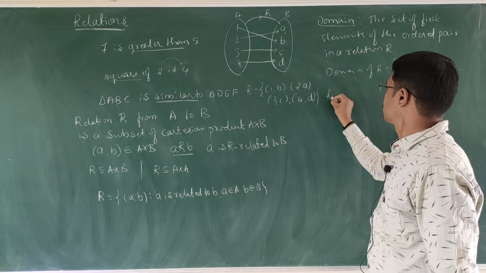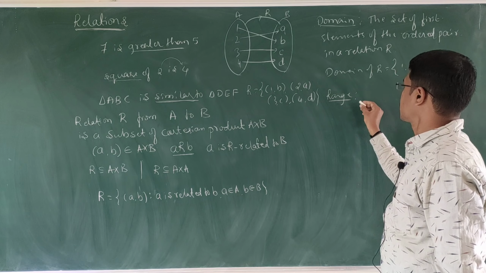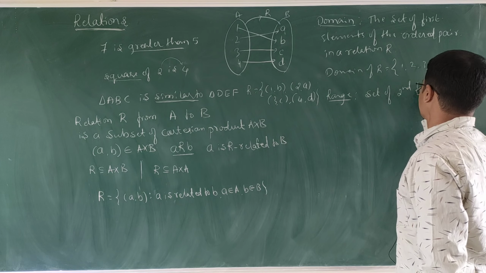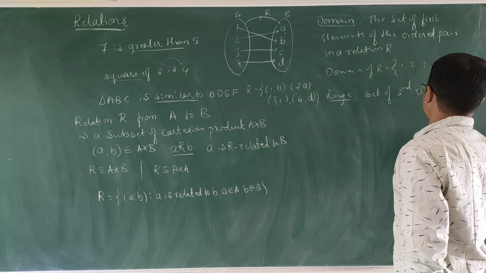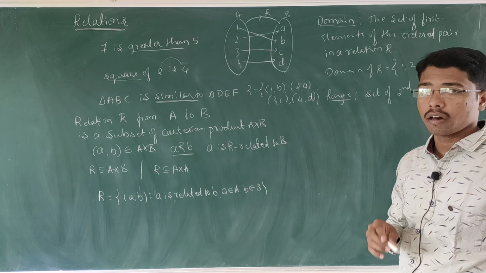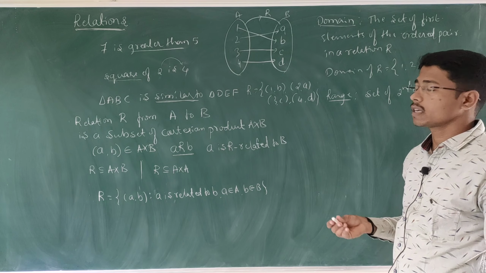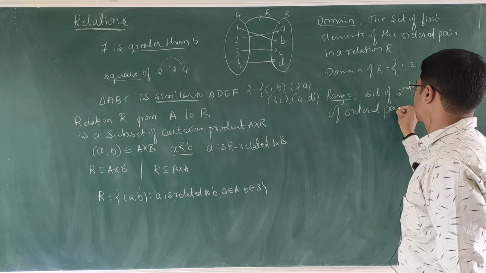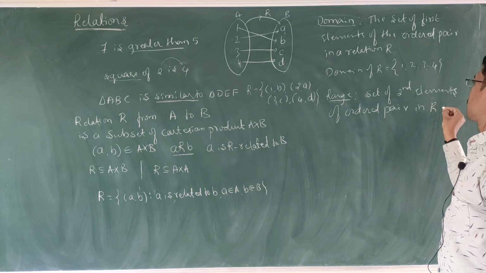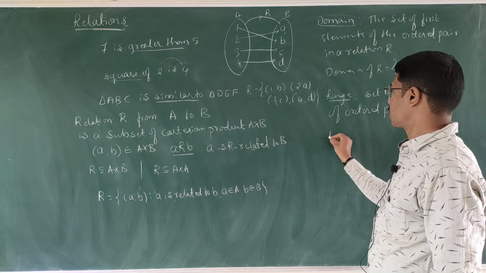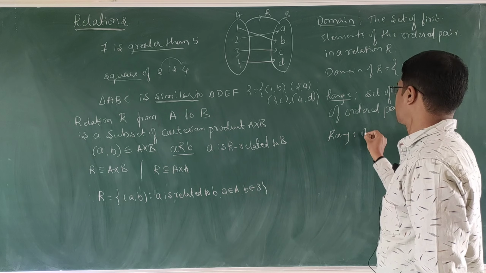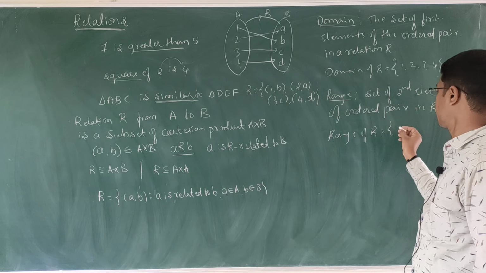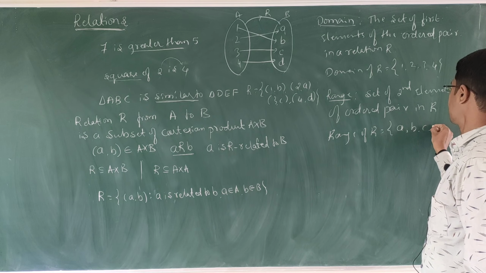Now range means the set of second elements. The set of second elements of the ordered pairs in relation R. The range of R is equal to the second elements: B, A, C, D. Okay, we can write A, B, C, D.